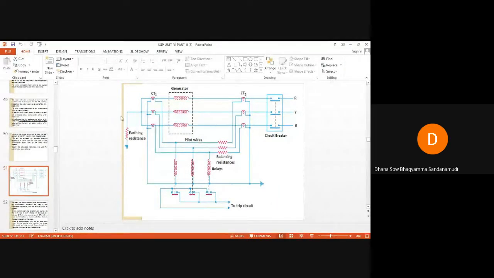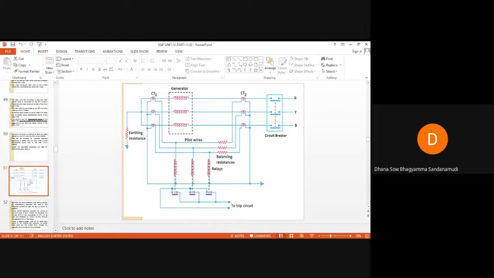Under normal operating condition, the current measured by the primaries of these CTs on both ends of the windings of the alternator or generator will remain the same. Therefore, the EMFs induced across the secondaries of the CTs will be equal. Hence, the currents flowing through the pilot wires will remain equal and opposite in all three phases. Therefore, the differential current that flows through this operating coil will be 0, no current will flow, and the relay remains inoperative.